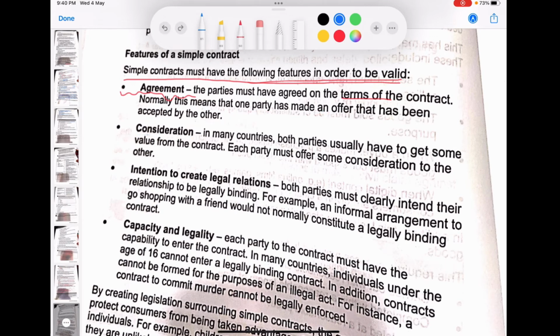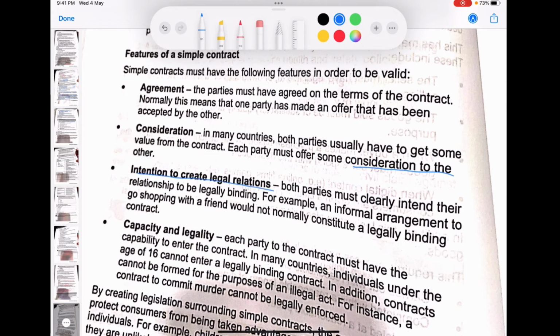In many countries, both parties usually get some value from the contract. Each party must offer some consideration to the other. So when you have a contract, you agree that I will give you this product, you will give me that product, or I will give you this service, you give me that. So there is some kind of consideration. We provide consideration for each other, right?